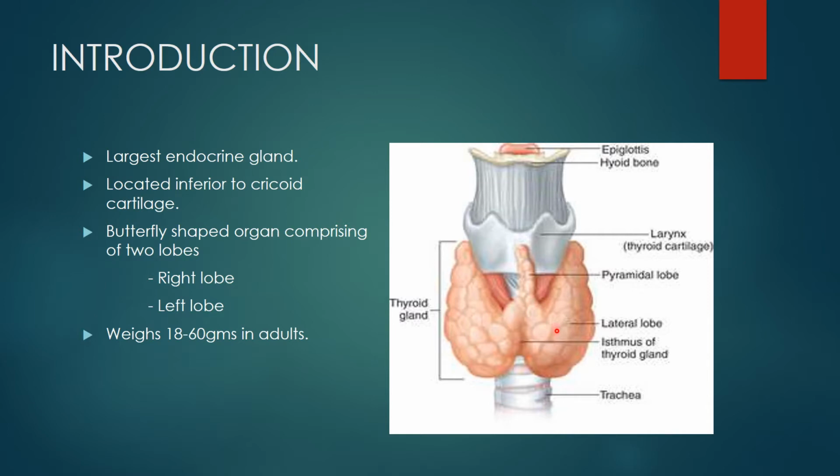It has two lobes, one is the right lobe, the other is the left lobe. Sometimes in some people it may show another lobe which is called the pyramidal lobe. Both lobes are joined at the part of the isthmus. So this is a brief revision of the anatomy of the thyroid gland, which you have already been taught in the anatomy lecture.